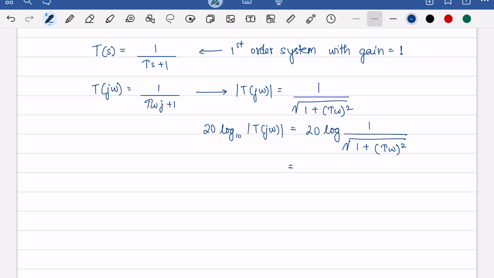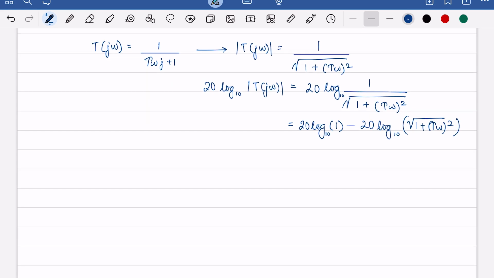If you remember your log formulae, this basically means you're doing 20 log of 1 minus 20 log, and let's just keep the base as well, so it's clear that it's not the natural log, to the base 10 of root over 1 plus tau omega whole square. And log of 1 to the base of anything is 0. If I rewrite this as this much raised to half, because there's an exponent on the term inside the log, that exponent can be taken out, so this can be written as minus 10 log to the base 10 of 1 plus tau omega whole square.